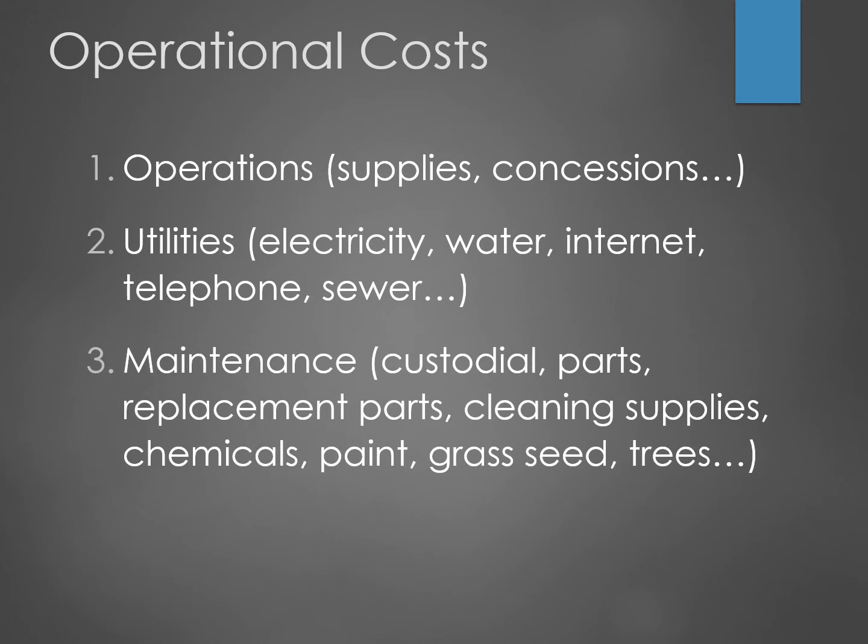In general, I like to break up operational cost into 3 categories. Operations overall will include supplies and concession items and stuff like that. Then we can look at utilities, which include electricity, water, internet, telephone, sewer, and so forth. And then maintenance. And this is really where operations and maintenance is a little bit separate. Maintenance is to repair or replace things that need to be replaced. So instead of just ongoing things, like when you think about supplies, you think of tape, rubber bands, staples, so on and so forth. And maintenance is really about, I need to replace this to keep it functional. I need to reseed the grass to keep it grass on the field.